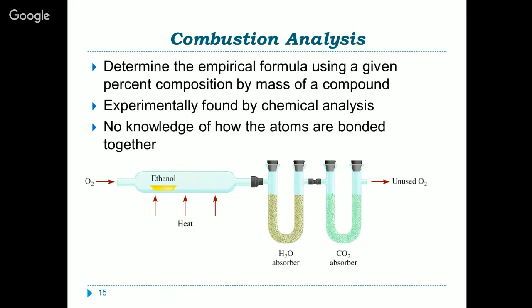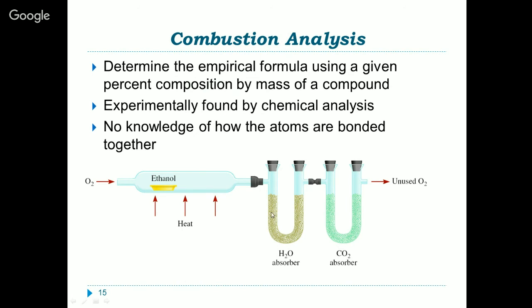Another way that we can determine empirical formulas is by combustion analysis. So once again, this is normally looking at some type of organic molecule. We don't know what it is, but we're going to try and figure out what the empirical formula is. So once again, we don't know how the atoms are bonded. Here we have oxygen coming in because combustion means that I'm going to burn the substance. Here's my heat. So ethanol goes in.